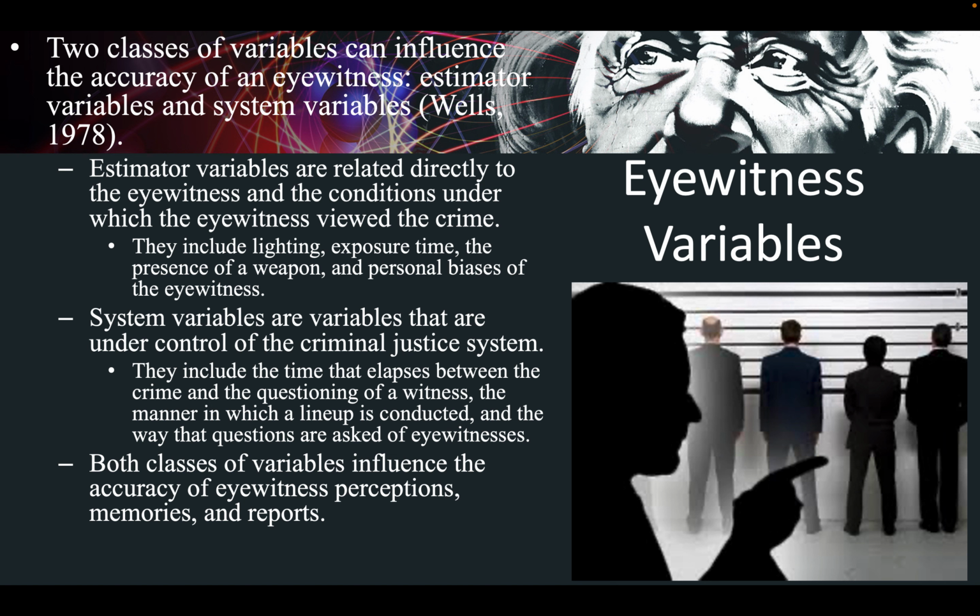System variables are variables that are under control of the criminal justice system. They include the time that elapses between the crime and the questioning of a witness, the manner in which a lineup is conducted, and the way that questions are asked of eyewitnesses. Both classes of variables influence the accuracy of eyewitness perceptions, memories, and reports.